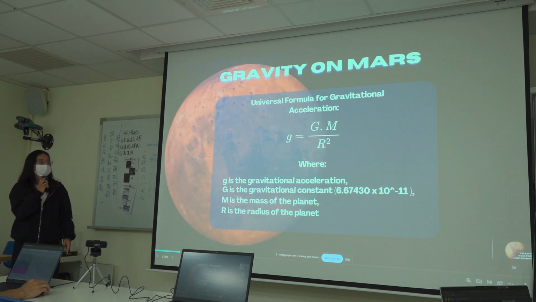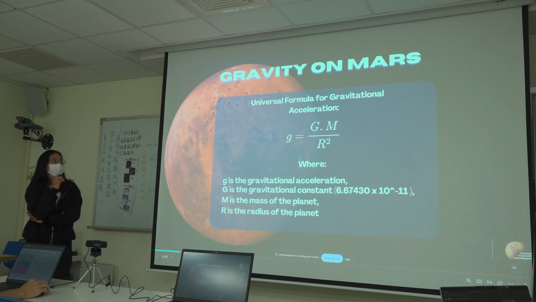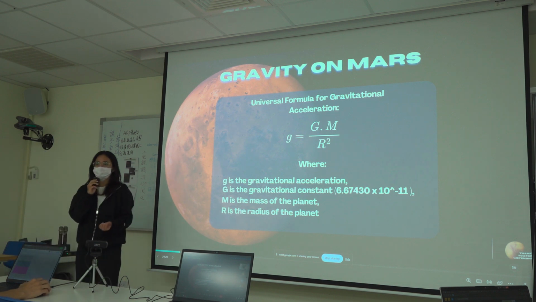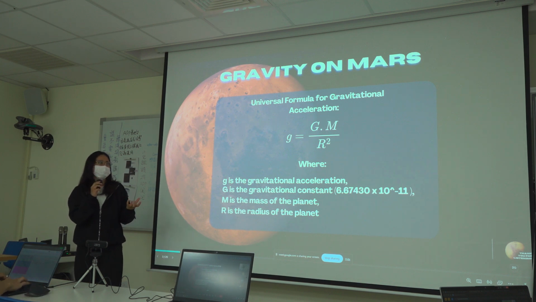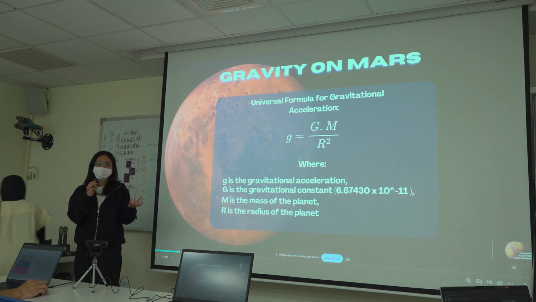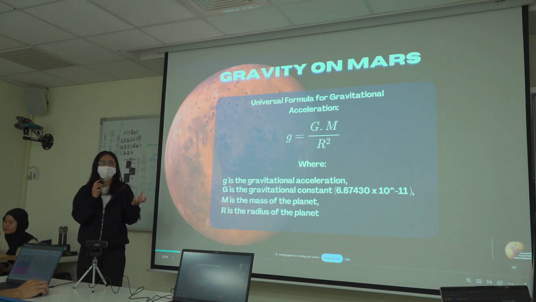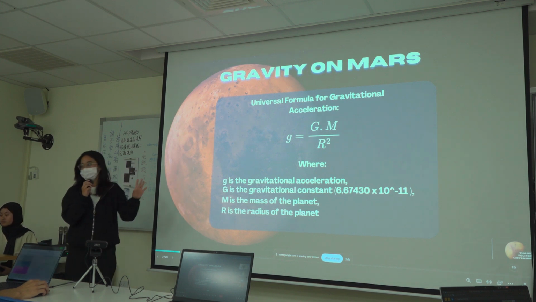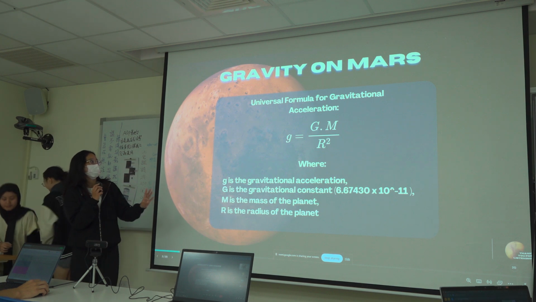The first error we will discuss is the gravity on Mars. In the movie, we can see that Watney moves as if he's on Earth, knowing that the gravitational acceleration of Mars is around 3.8 meters per second squared. We will see the calculation later.